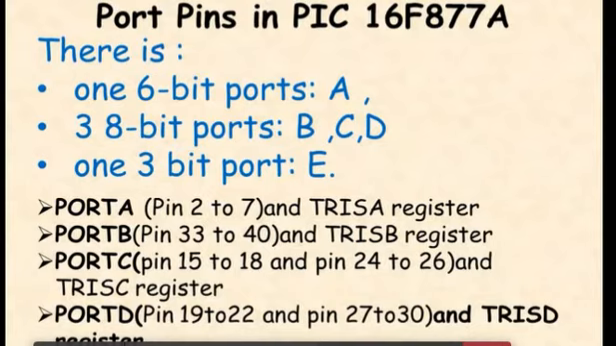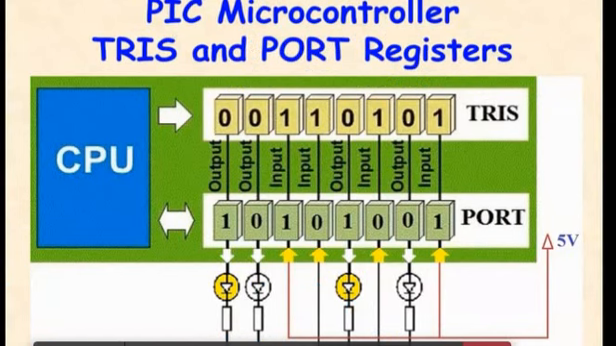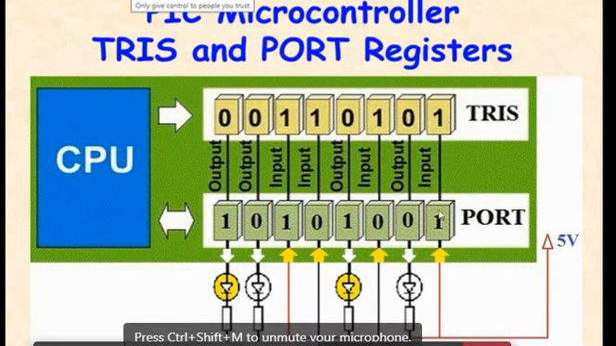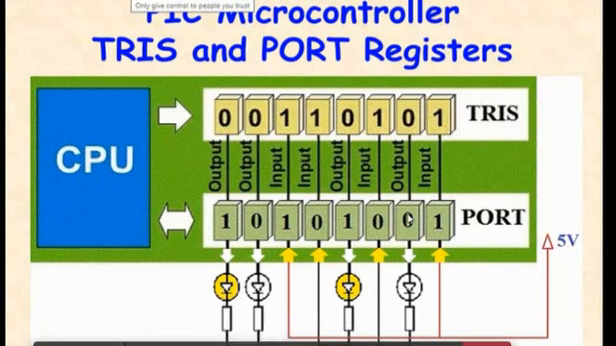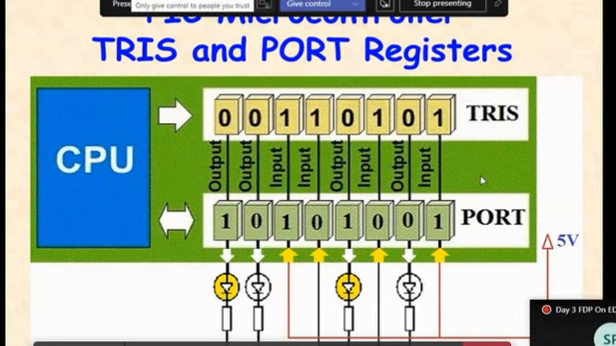Take an example of this. Here, this TRIS register will set the operation: if it is 0, then output, and if it is 1, then input. Suppose I want to make this first pin an input, then the TRIS bit should be 1, and it will be an input device. If you want to make it an output, then the TRIS bit should be 0. Similarly, we will take an example for port A.